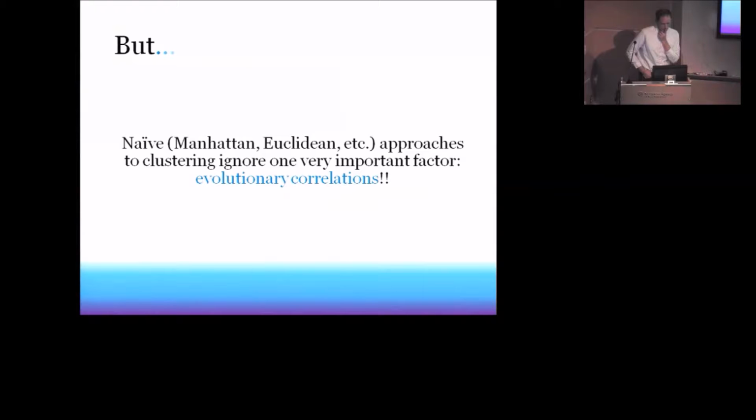But there's a problem. So what I refer to as naive approaches, such as Manhattan distance, which is simply the number of differences, Euclidean distance, right, the square root of the sum of squares, you know, whatever magical distance you have, will ignore one very important factor. And that factor is the evolutionary correlations among your genomes. What do I mean by that?